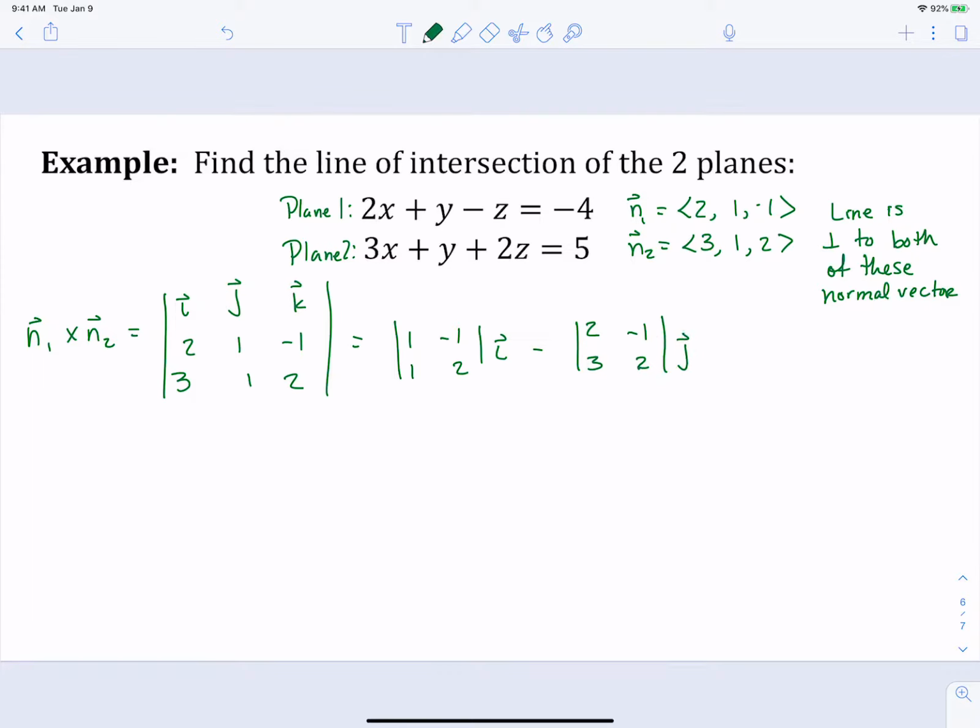determinants here. 2, 3, 1, 1, and k. There we go. So we should end up with a positive 3 here and a minus 7 here. I'm doing some addition and multiplication in my head here. Yep, and then we should end up with a minus 1k there. So this is the direction of our line.